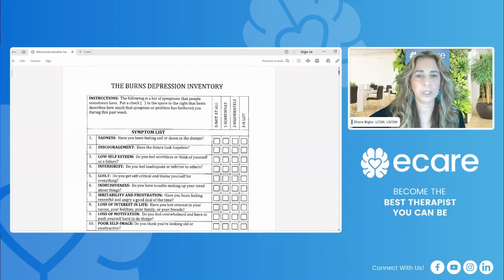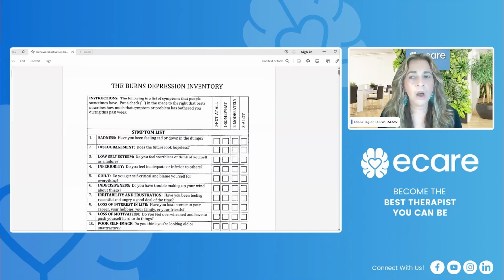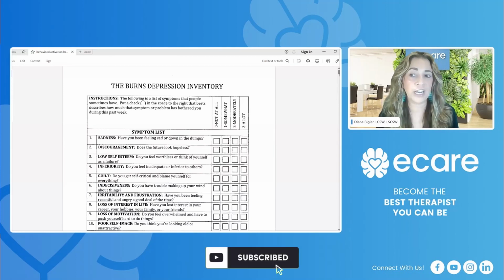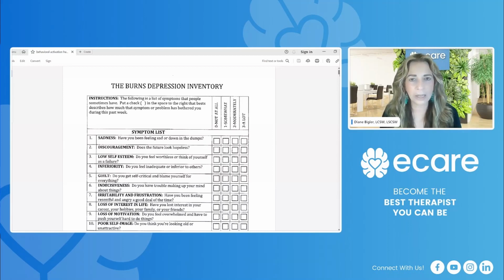The first one is the Burns Depression Inventory, or the BDI, not to be confused with the Beck Depression Inventory, also known as the BDI. But the Burns Depression Inventory was created by David Burns, who has written, I highly recommend this book, The Feeling Good Handbook. It is a classic therapy handbook, workbook. It's been around for decades.